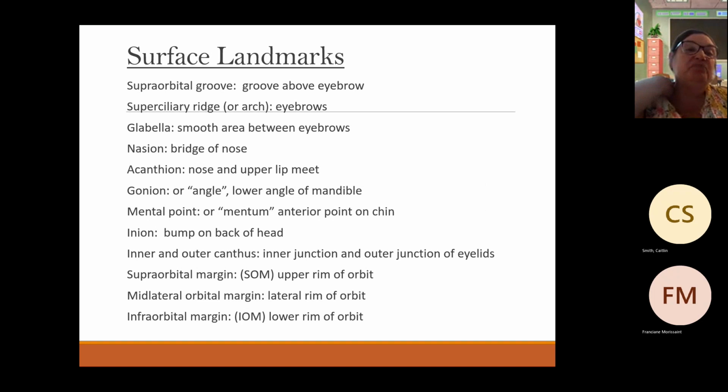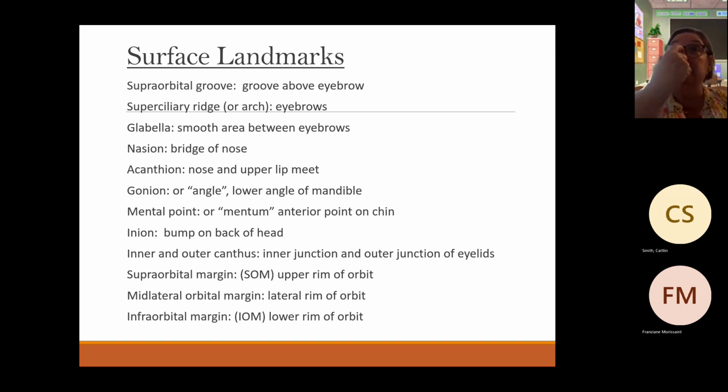Good. Now, like anything, the skull itself has different landmarks in it, and you have to know your landmarks. So the supraorbital groove is the groove above the eyebrow. And if you put your finger on your eyebrow and then push it back, you can feel that groove. The superciliary ridge is just that ridge right across the eyebrows. And the glabella is that smooth part between your eyebrows.